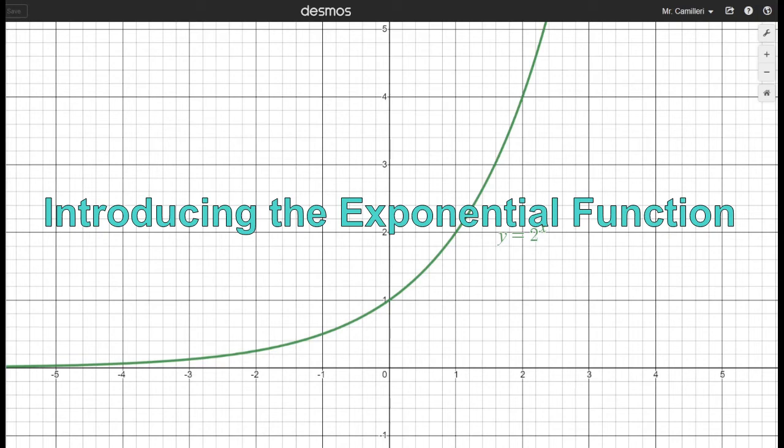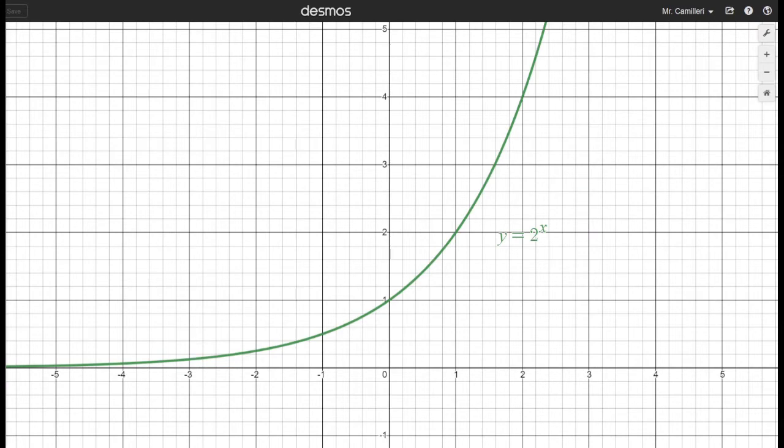Here's a graph of the exponential function y equal to 2 to the power of x. Let's take a look at the different properties of this graph. What do we notice? So one of the things we can see is that there's a y-intercept of 1.